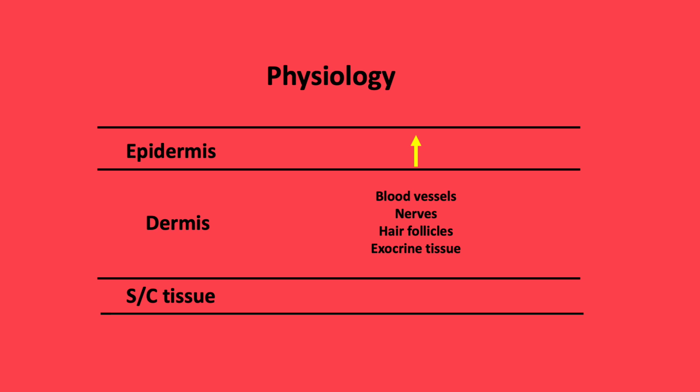The dermis contains key structures including blood vessels, exocrine tissue, hair follicles and nerves, and therefore the epidermis cannot regenerate without the dermal tissue. The subcutaneous tissue provides key functions with shock absorption, heat control and energy storage.